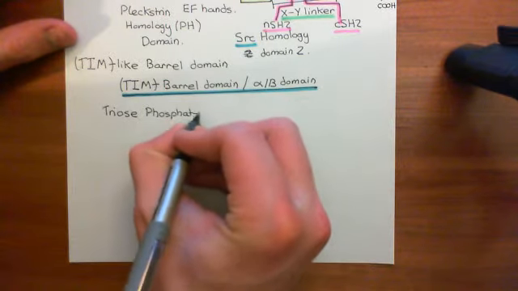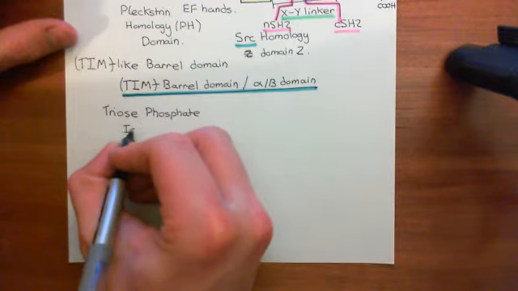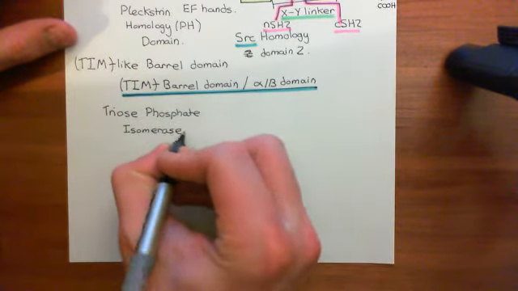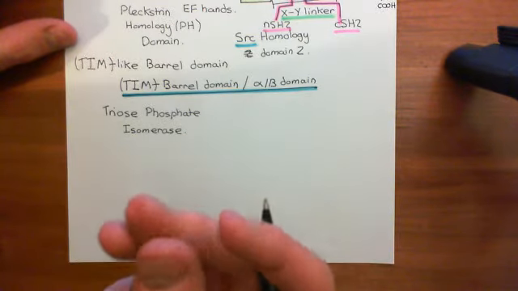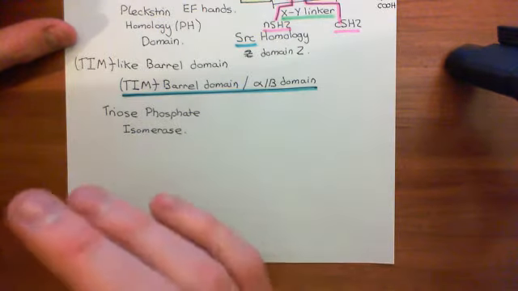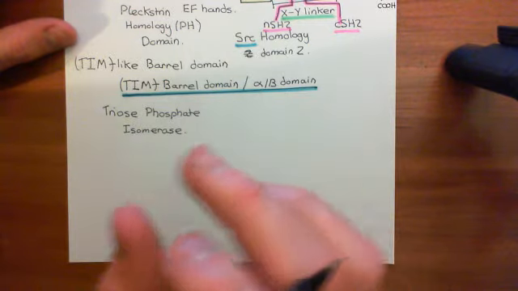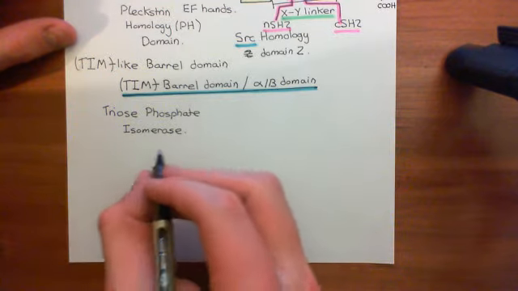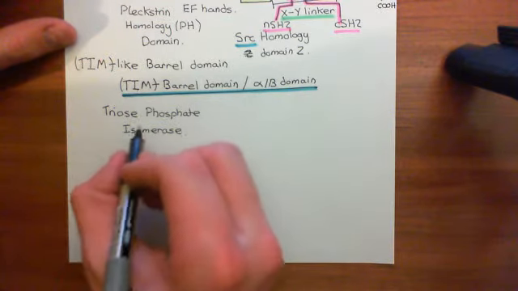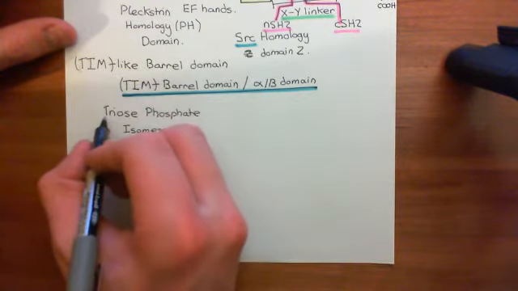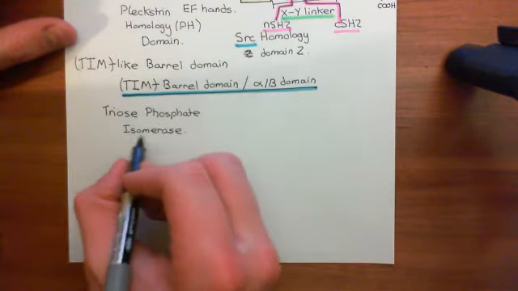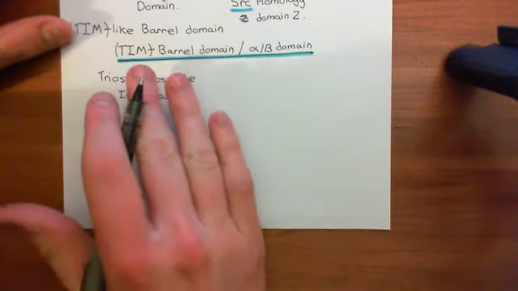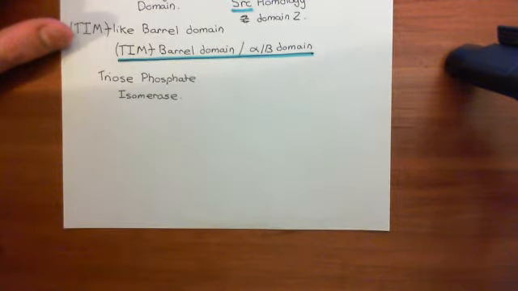Now, triose phosphate isomerase is extremely important in glycolysis. It converts dihydroxyacetone phosphate into glyceraldehyde 3-phosphate. It's that final step in the investment stage of glycolysis, before you go into the payoff portion. Triose phosphate isomerase is abbreviated to TIM by taking the T from triose phosphate and the IM from isomerase. That doesn't really describe what this is though, so let me now describe what a TIM barrel domain is.